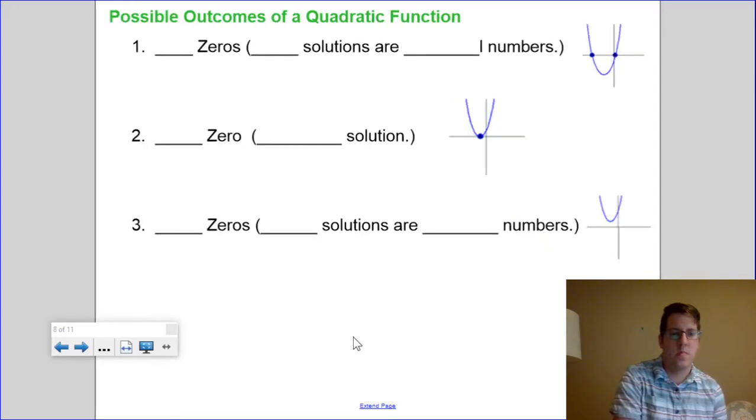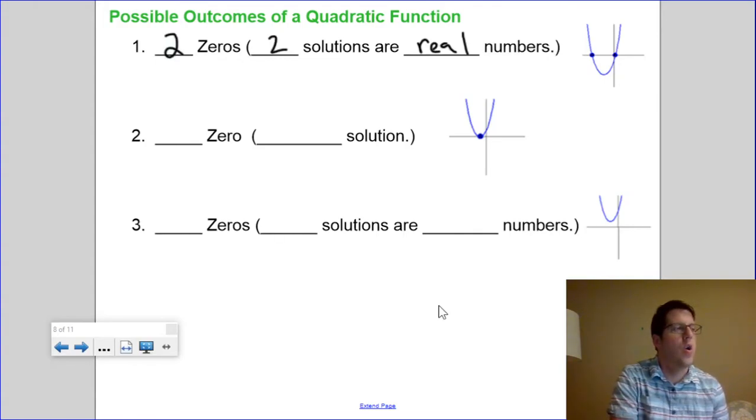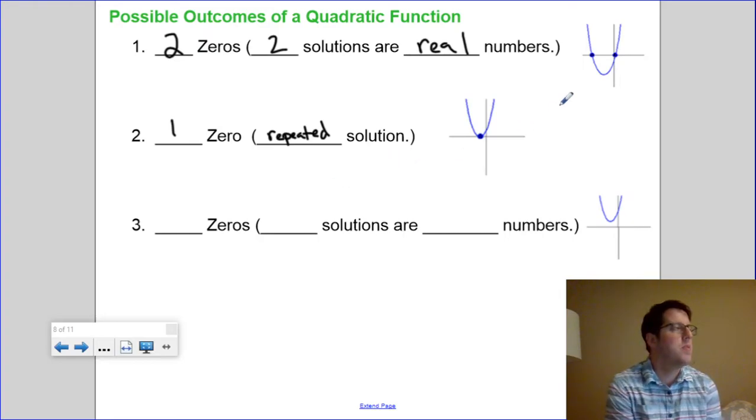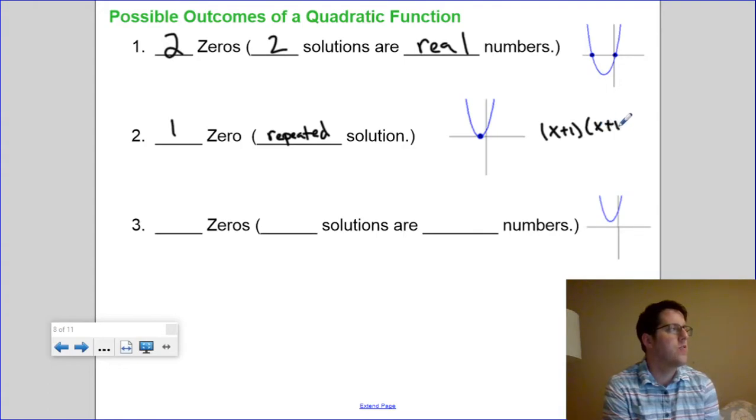Let's move forward. Now, here are your possible outcomes for a quadratic function. You could have 2 real zeros, or you could have 1 real zero that is a repeated solution. And this is the sort of thing that would happen if, for example, your quadratic factored to something like x plus 1 times x plus 1. Those 2 factors are repeated, so they would only show up as -1, 1 x-intercept.